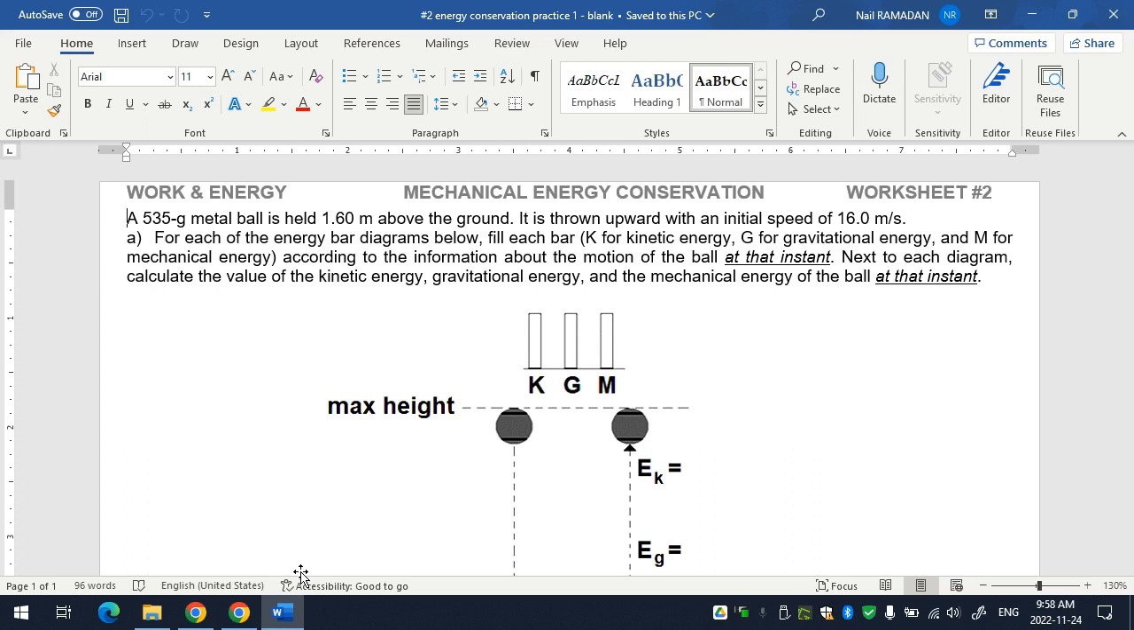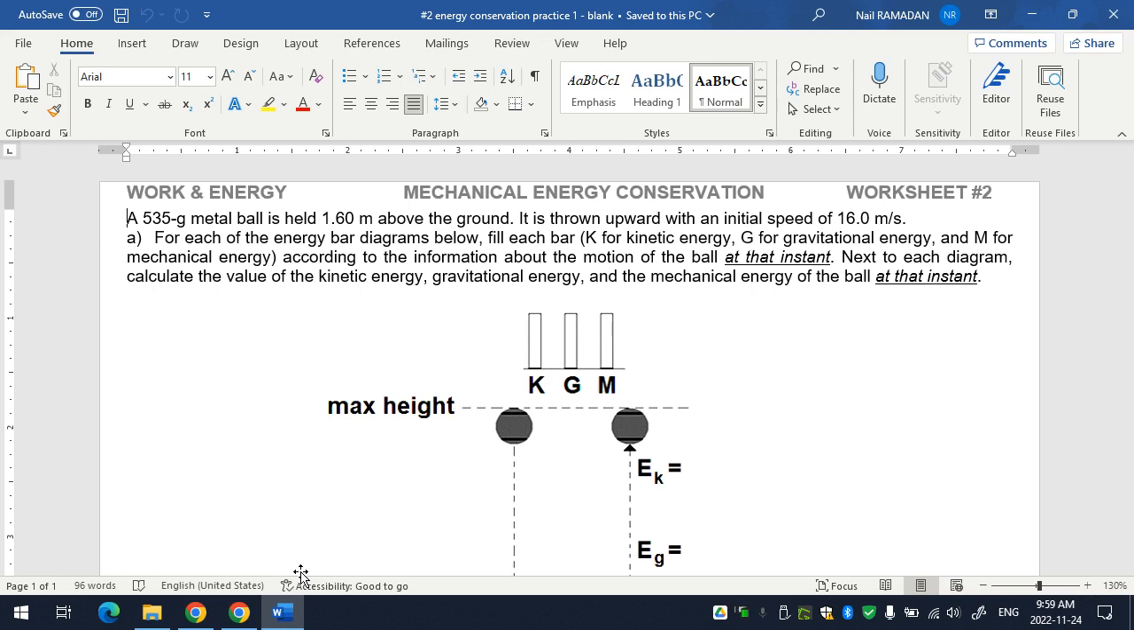All right, so let's look at the first problem. 535 what? Grams. Okay, so we know there's a conversion coming up. A metal ball is held 1.6 meters above the ground. It is thrown straight upward with an initial speed of 16.0 meters per second. On the diagram below, for each energy bar, fill each bar: K for kinetic, G for gravitational, and M for mechanical total, according to the information about the motion of the ball. It should be instance, not instant. Next to each diagram, do the calculations to find the value of the kinetic energy, gravitational energy, and the mechanical energy of the ball at that instant.